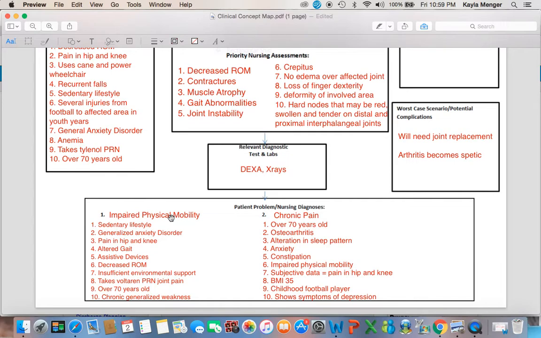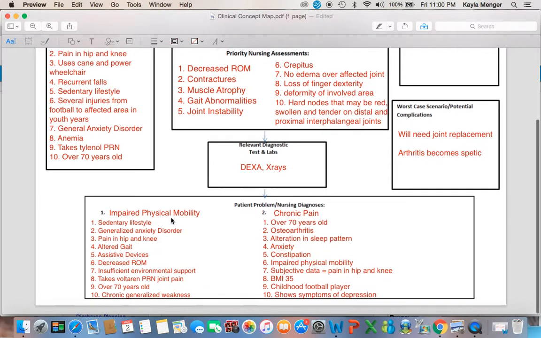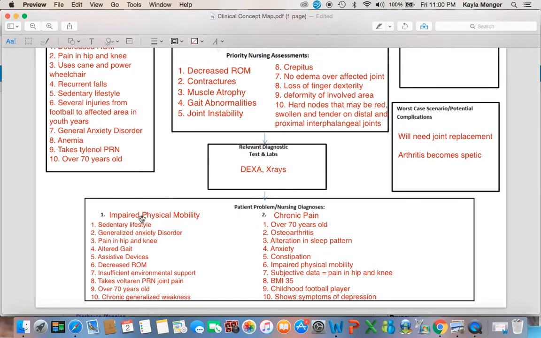pretty much anything. You can go from rheumatoid because it's going to be pretty much the same as far as your nursing diagnoses go. So for this one, I chose impaired physical mobility and acute or chronic pain. From there, you choose 10 different things that your patient presents with that backs up why the nursing diagnosis of physical or impaired physical mobility would apply.